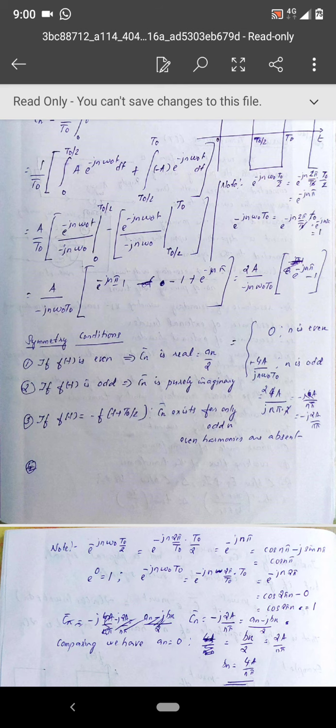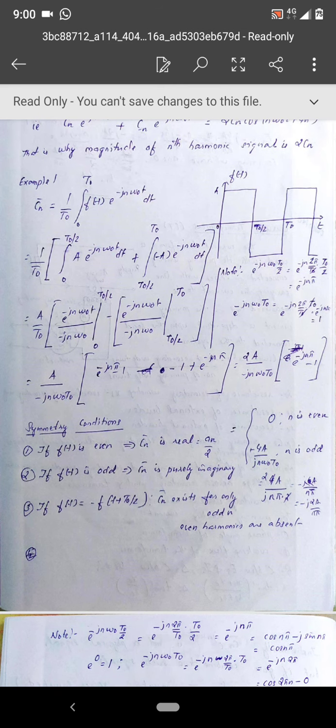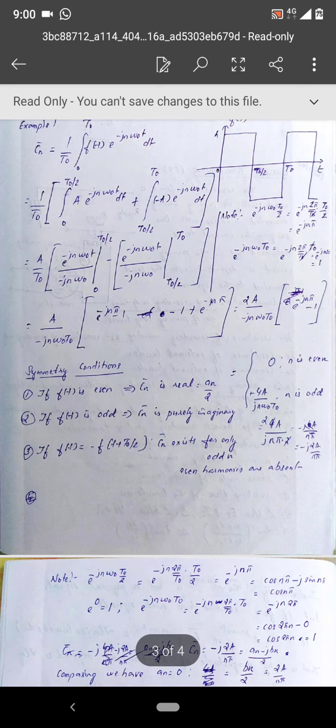Why Cn naught is equal to 0? That's an odd halfway symmetry showing, that is whatever happening in positive half of the time period is happening in the reverse manner. Whatever value in the positive half cycle, it is having negative value in the next half. That is a from 0 to t naught by 2, minus a from t naught by 2 to t naught. So when you take the average value for a full cycle, of course that will be 0. So C naught is equal to 0.